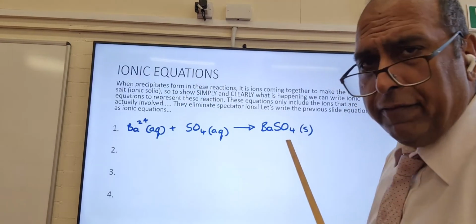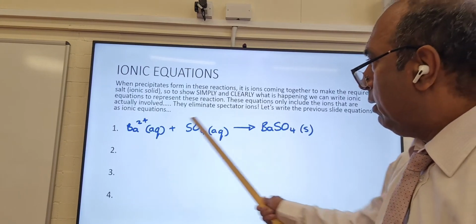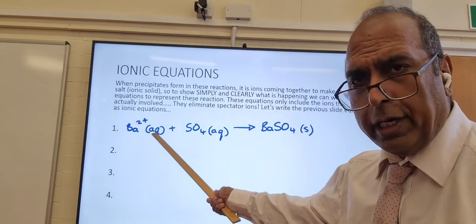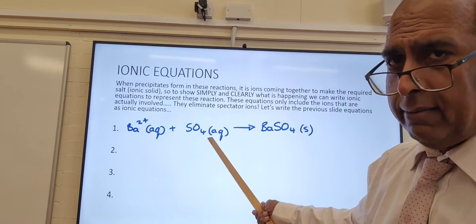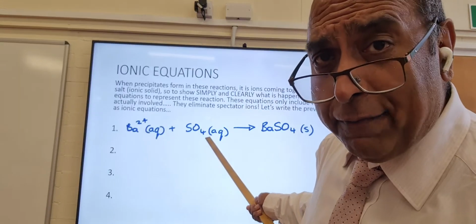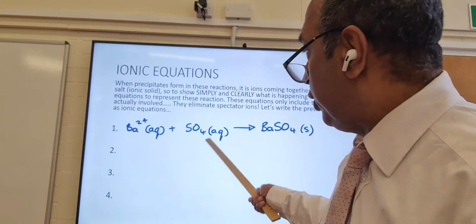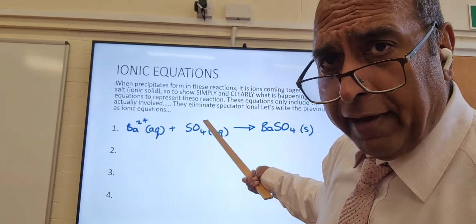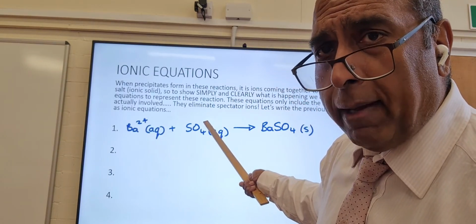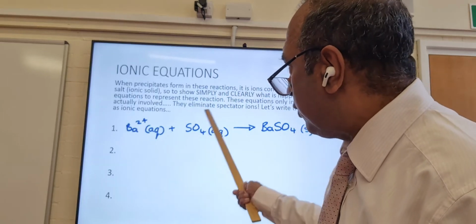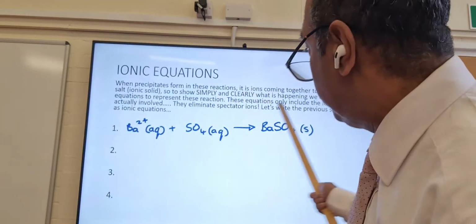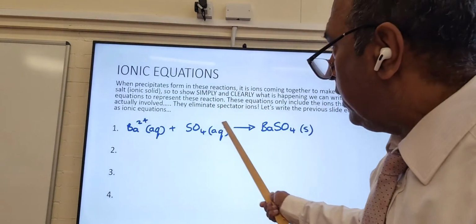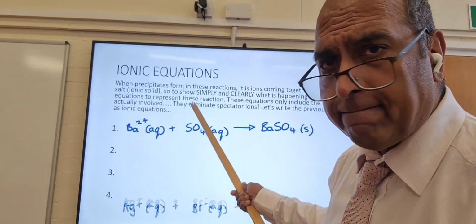So barium sulfate, making the salt. These ions, barium ions in solution 1 and sulfate ions in solution 2. I've left off the 2 minus charge. There should be a 2 minus charge there on the sulfate, which I've left out. Sorry about that, but it's a mistake. Barium ions, sulfate ions, total charge before should be 0, total charge after is 0. That's why you need the 2 minus there.